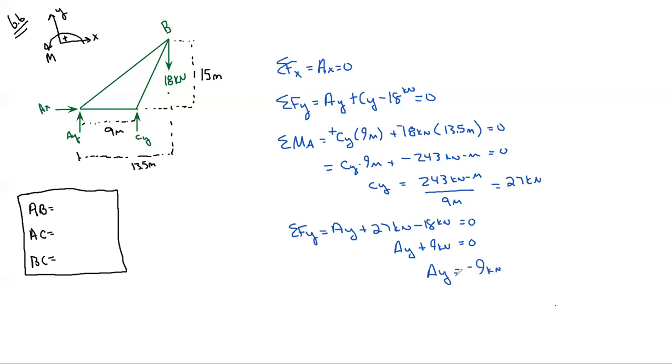Remember, the negative just indicates that I have the direction of AY in the incorrect direction. I'll go ahead and fix that now. AY should have been down. I'll move it over a little bit so we can see it, and I'll fill in my values. So AX was 0, AY was 9 kilonewtons down, CY is 27 kilonewtons up. All right, give me a second to erase the board. I'll be right back.